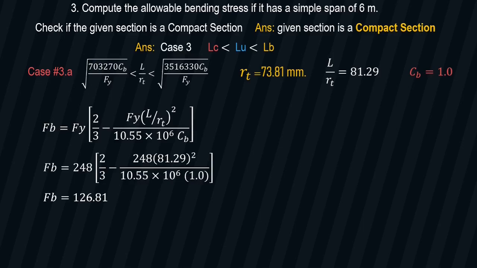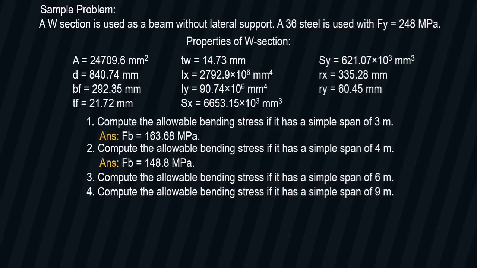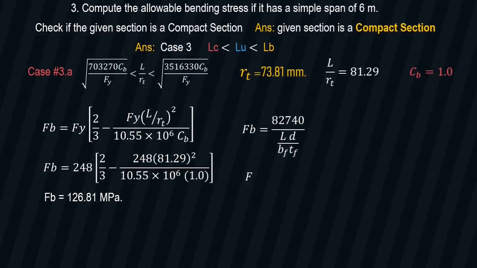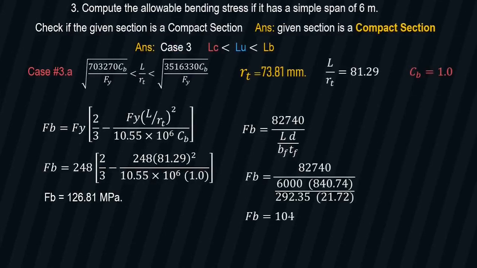But it's not yet the final answer because you still need to check whether it is lower than this value. So you still have to solve for this one. And we need the value of the depth, the width of the flange, and the thickness of the flange. So right here we have the depth, the thickness of the flange, and the width of the flange. Then we use that value to solve for this one. FB therefore is equal to 104.15.